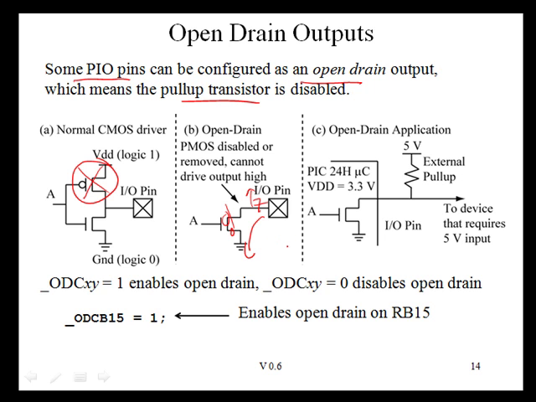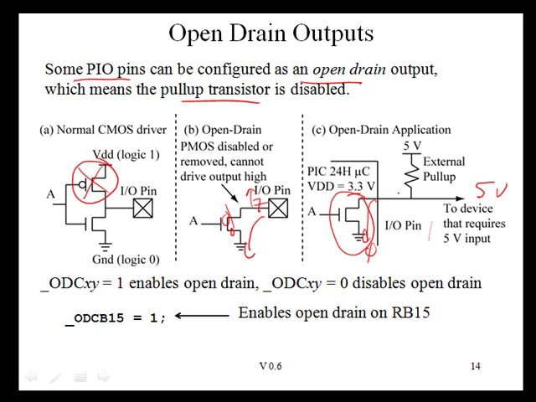In that case, why would an open drain output be useful? Here's one application. Perhaps you have a PIC24 running at 3.3 volts that needs to communicate with a device that requires a 5-volt input. You can configure this PIO pin to be an open drain output. When you're pulling low, it's fine. It's going to short this transistor to be a 0 here, and I'll pull this thing to low.